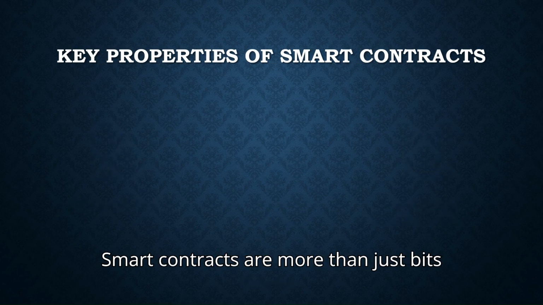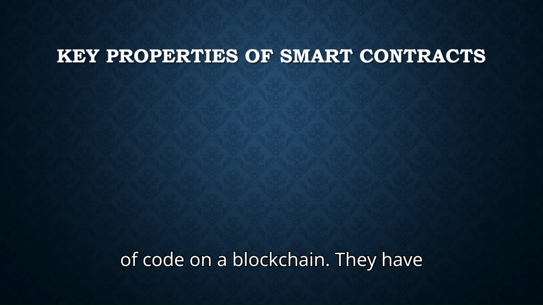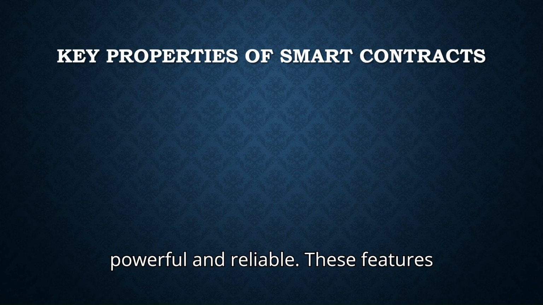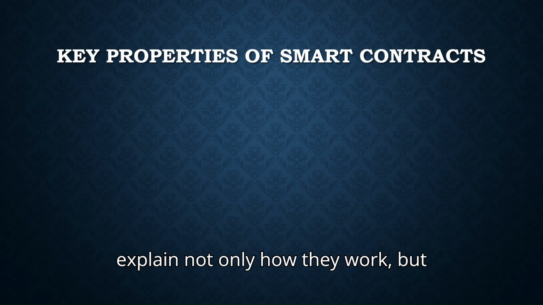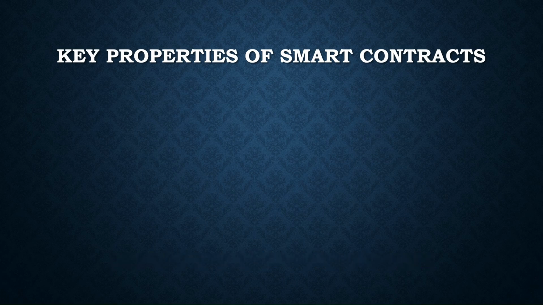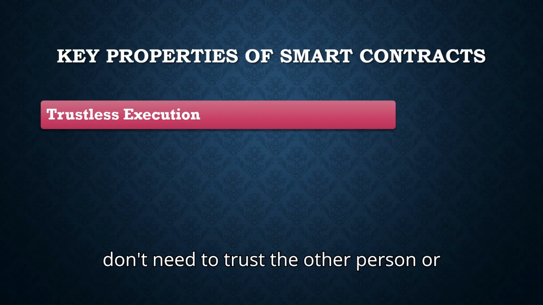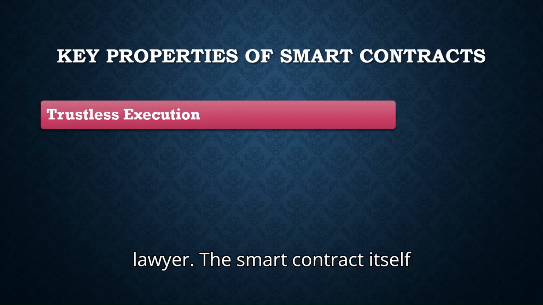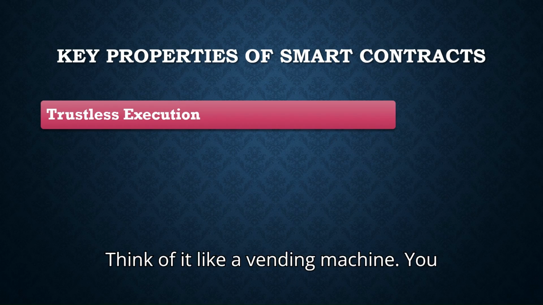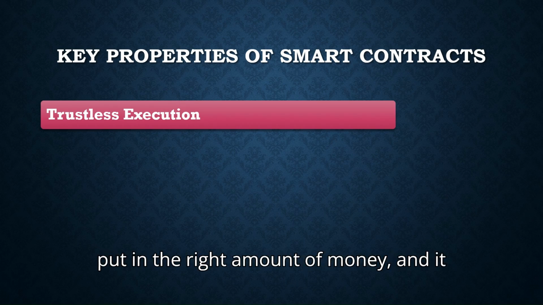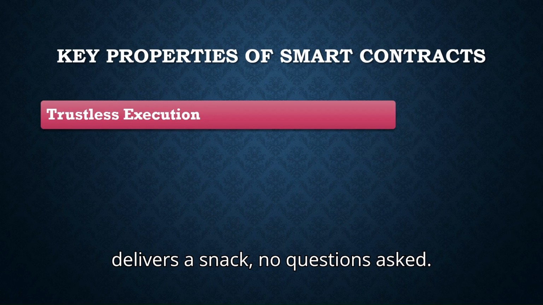Smart contracts are more than just bits of code on a blockchain. They have special properties that make them powerful and reliable. These features explain not only how they work, but also why they're so useful. First, there's trustless execution. With a smart contract, you don't need to trust the other person or rely on a middleman like a bank or a lawyer. The smart contract itself enforces the rules automatically. Think of it like a vending machine. You put in the right amount of money and it delivers a snack. No questions asked.